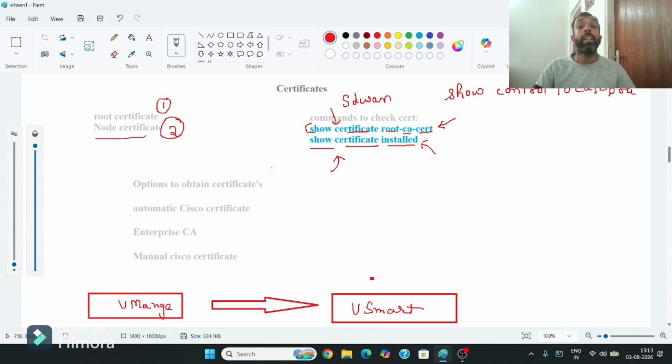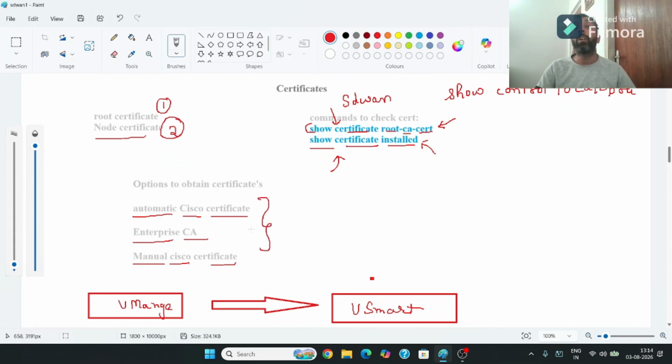Next, how can your device obtain the certificate? Now, there are multiple options which Cisco has given. For example, the first option is automatic Cisco certificate. The second option is your enterprise CA, and the third option is that you can manually add the Cisco certificate. These are a few options which are available.